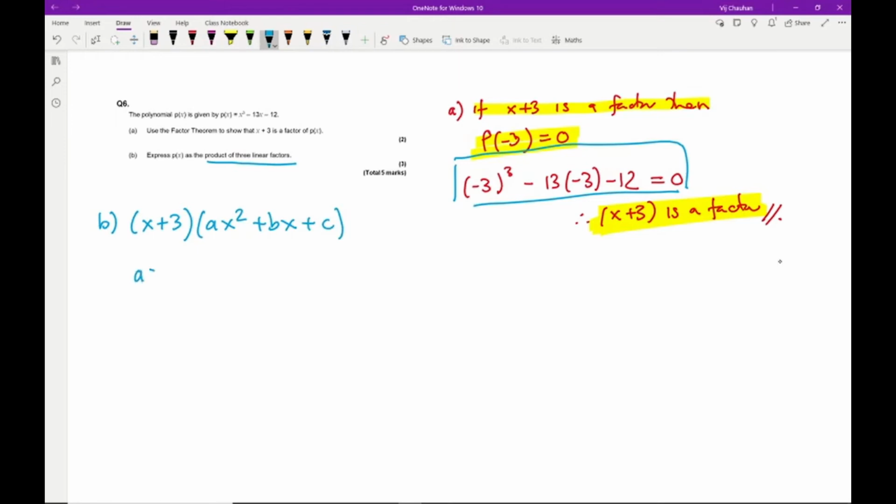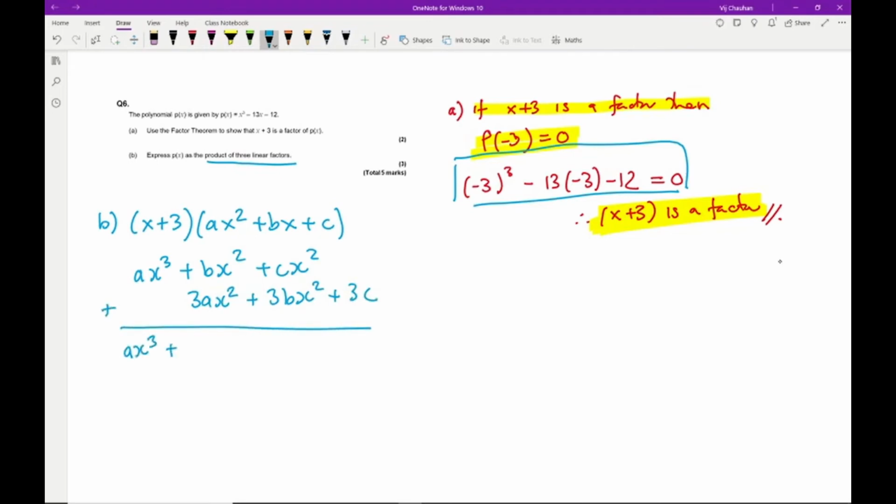So what I get is ax cubed plus bx squared plus cx, and then 3ax squared plus 3bx squared plus 3c, and then join those two things together. So I've got ax cubed plus bracket b plus 3a x squared plus c plus 3b x, plus 3c.